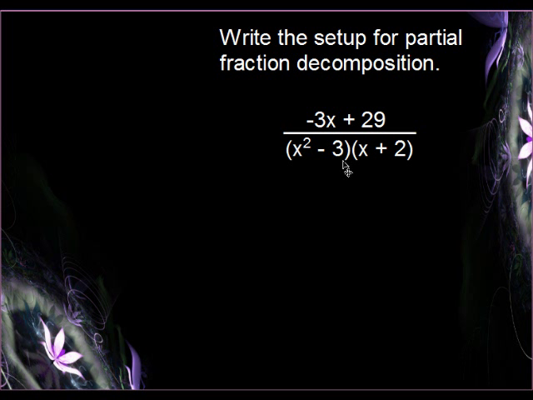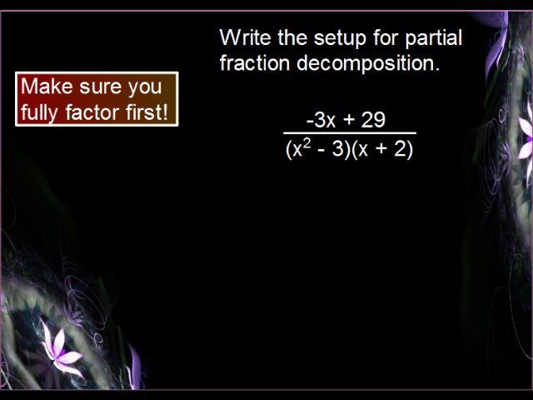You will note that I did not multiply together the denominator. Instead, I have it factored out, and that's precisely how you want to start. You will want to make sure that the denominator is fully factored out first before you do anything, because that helps you identify what your fractions are going to look like. Each fraction gets a denominator equivalent to those factors. So one will have x squared minus 3, the other will have x plus 2.